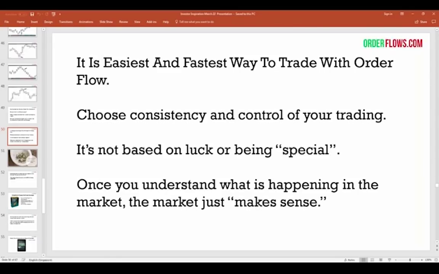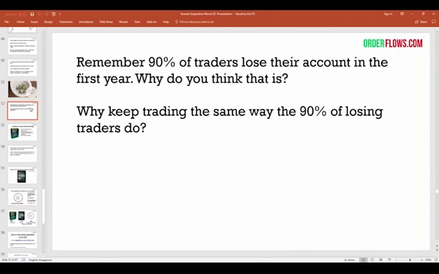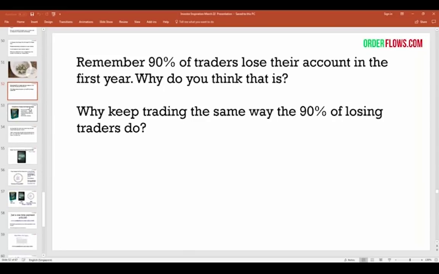Once you understand what's happening in the market, you'll find the market just makes sense. You can almost anticipate what's going to happen in the market. So again, stop flushing your money down the toilet chasing some holy grail that just doesn't exist. Remember, 90% of the traders out there lose their whole trading account in the first year. Why is that? Because they don't know how to trade.